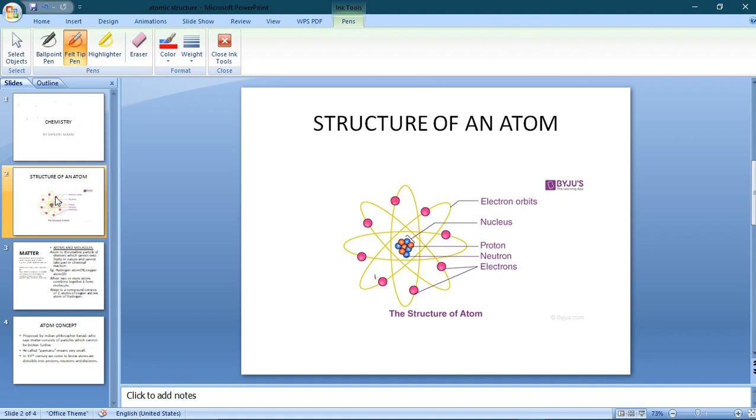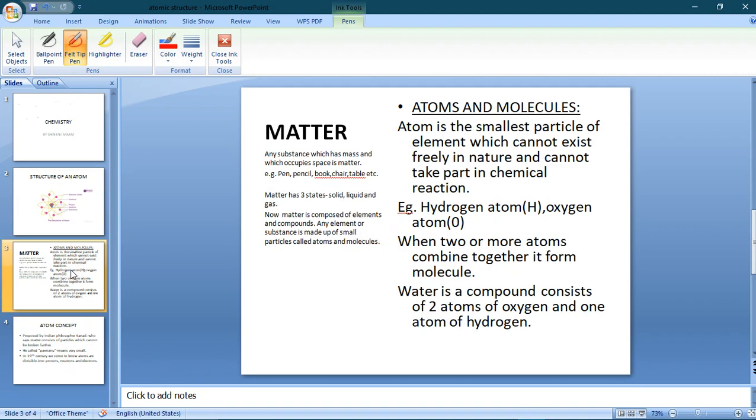Today we will study the structure of the atom, which is the fourth chapter of chemistry. Before going into details about the structure of atom, we will learn first what is matter. What is matter? Any substance or anything which has mass and which occupies space is called matter.